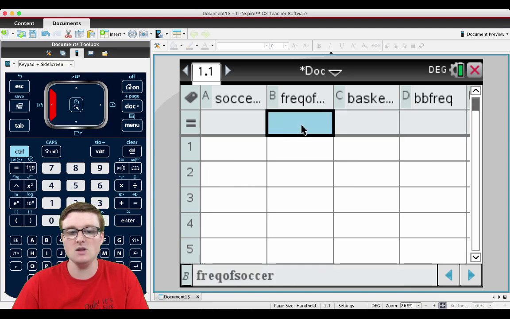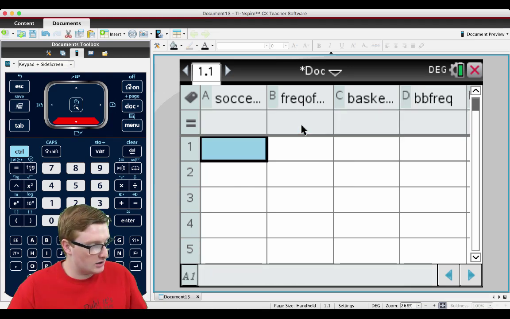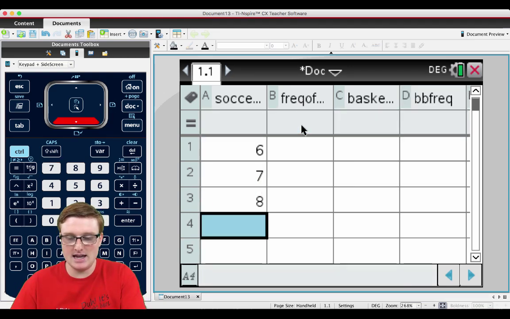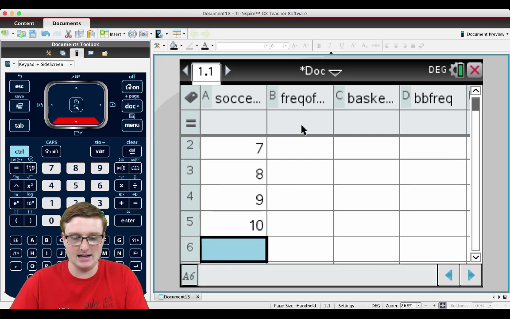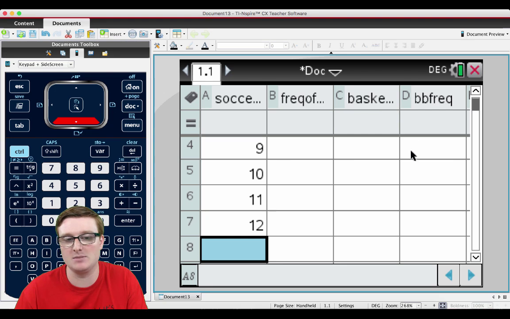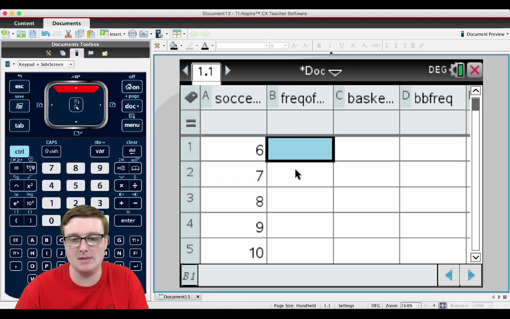frequency. Okay. So for soccer, the ages are 6, 7, 8, 9, 10, 11, 12. Now that I'm thinking about it, I didn't have to set up a basketball frequency column. I really didn't have to. But I'll do it anyway. It doesn't matter to me.